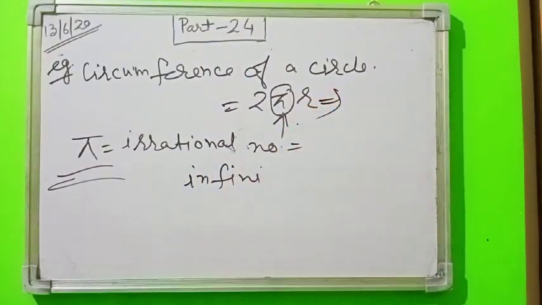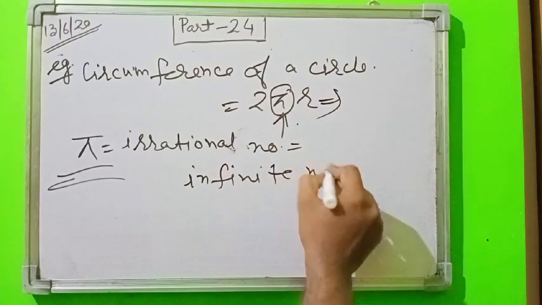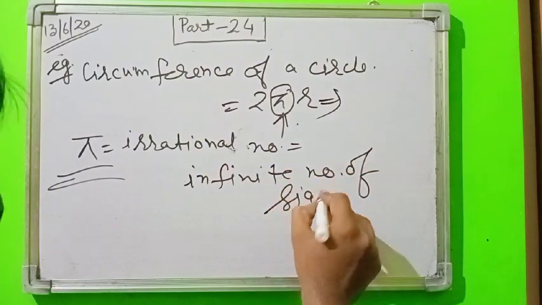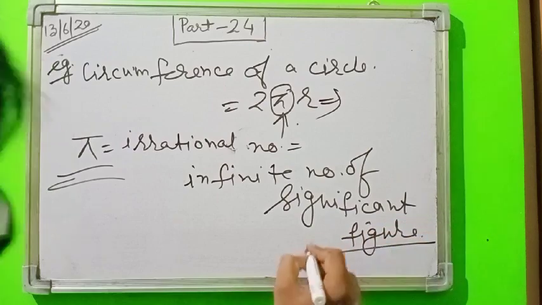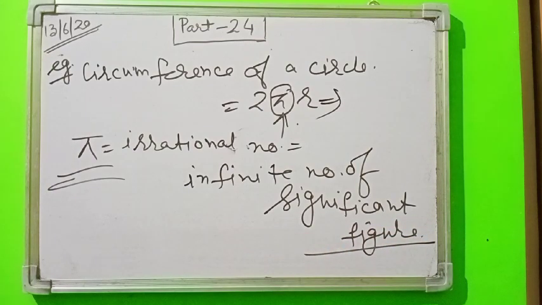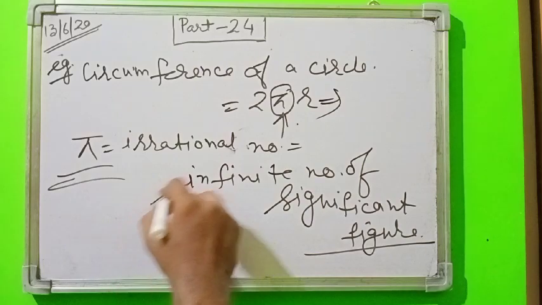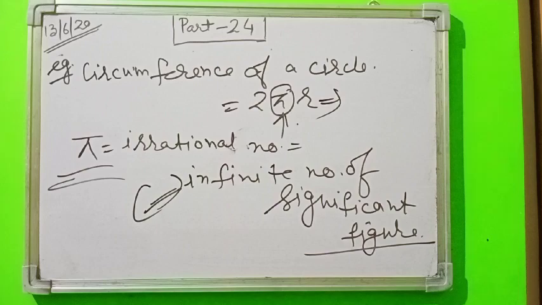Whatever result we get, that result has an infinite number of significant figures. So there are various constants whose value is not finite, not certain, and they cannot be rounded off. When such quantities are multiplied or divided in the calculation of any physical quantity, the result has an infinite number of significant figures. So I think it has been clear to you.